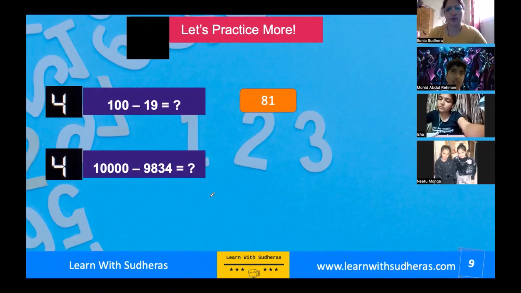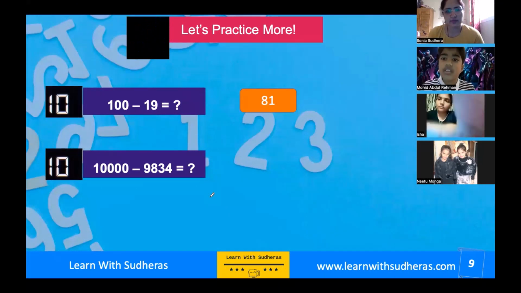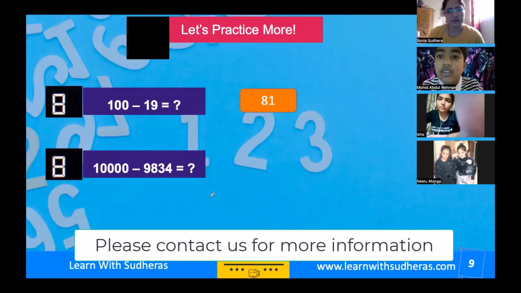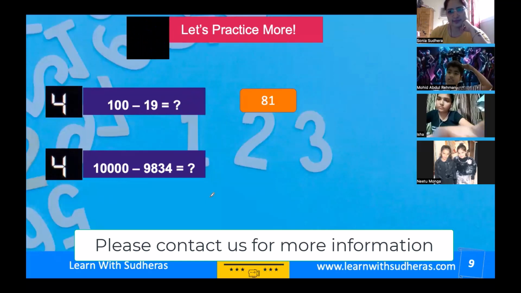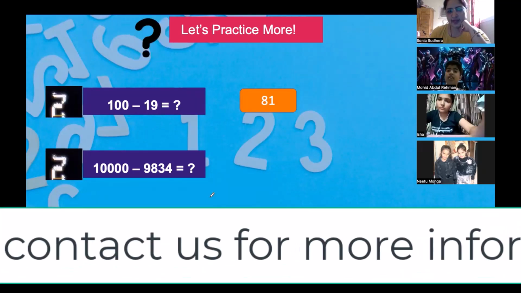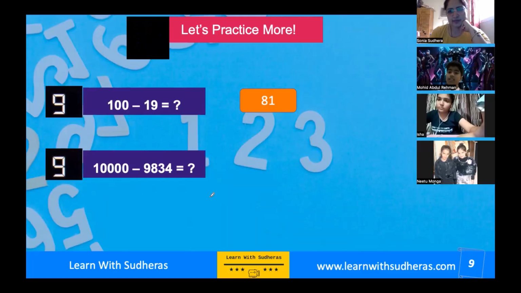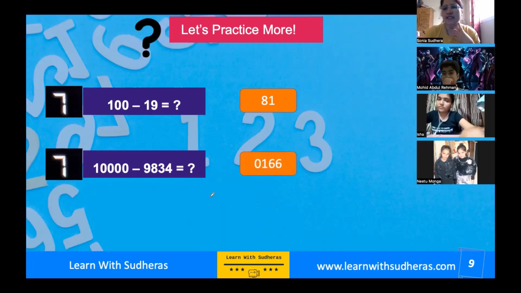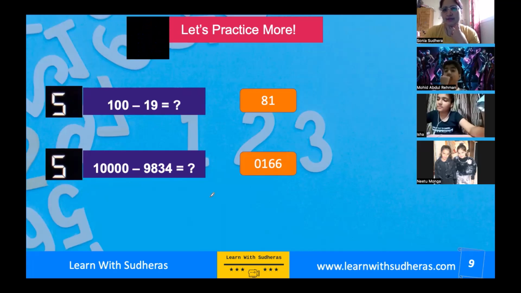Okay, Mohit, please tell the answer. 9 minus 9 is 0, and then 9 minus 8 is 1, and then 9 minus 3 is 6, and 10 minus 4 is 6. So the answer is 0166, meaning 166.